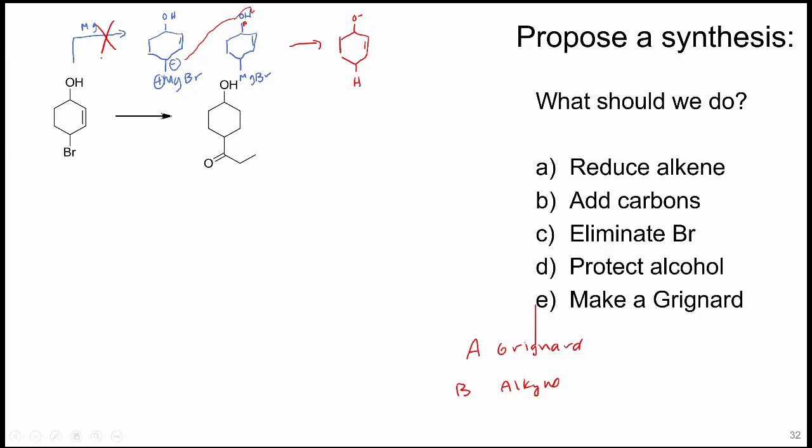We don't want to make the Grignard first. A Grignard is a really good way to make our carbon additions, so we want to use the Grignard down the line. But in order to make that Grignard, we need to do something with the alcohol. So we actually want to protect that alcohol first. We can't make the Grignard first because the negative charge will deprotonate the alcohol instead of being able to add to something else.